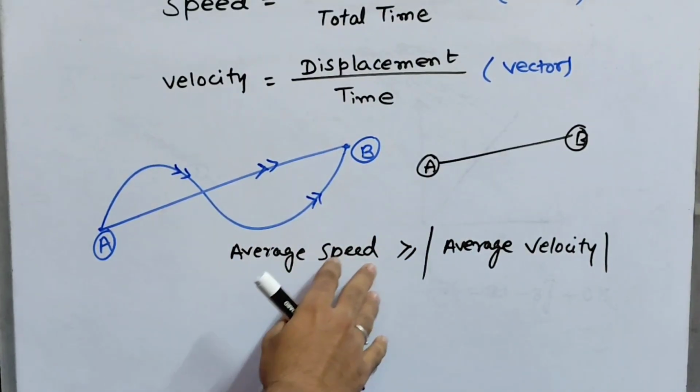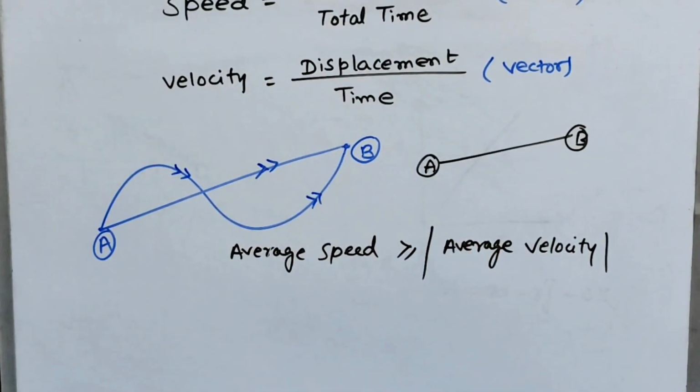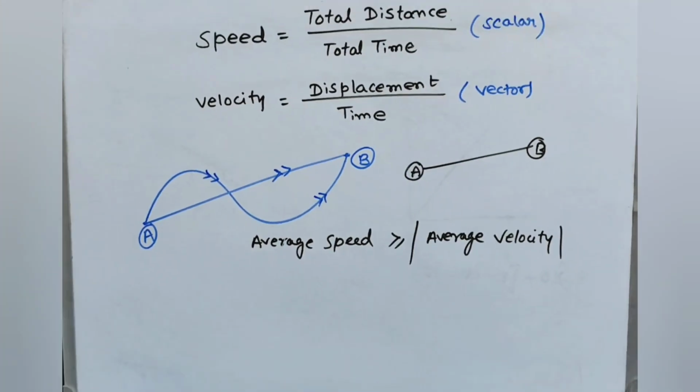That is why average speed is always greater than or equal to the modulus of average velocity. Understood? And here the modulus sign is used because velocity is a vector quantity, and we know that a vector quantity has magnitude and direction. The direction may be positive or negative, so a modulus sign is used to represent the magnitude only. So average speed is always greater than or equal to the modulus of average velocity. That's all for average speed and average velocity.